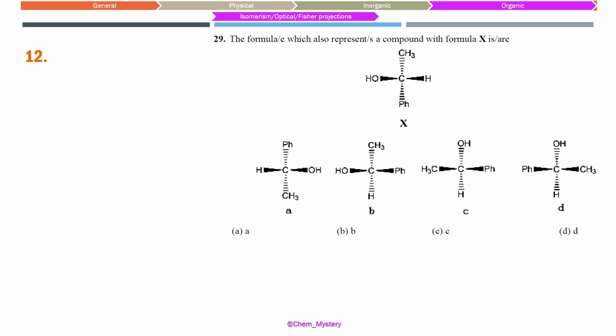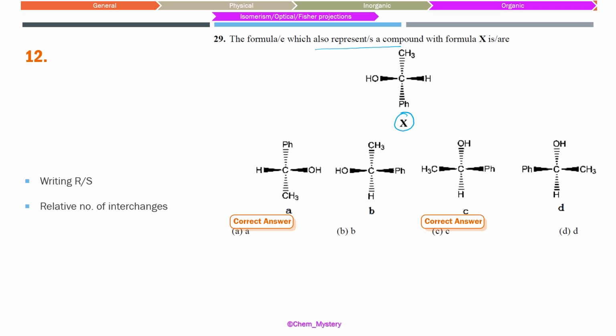So what do we do? We have two possibilities. Number one, we can write the RS configurations for compound number X and for every one of A, B, C, and D. That can give us an idea. Or if RS is confusing or time-consuming, then we can directly relate the relative positions of the alkyl or hydroxy or other groups, and see how many interchanges are possible for this compound to generate the new structure, and that can give us the correct answer. So I am sticking with RS.